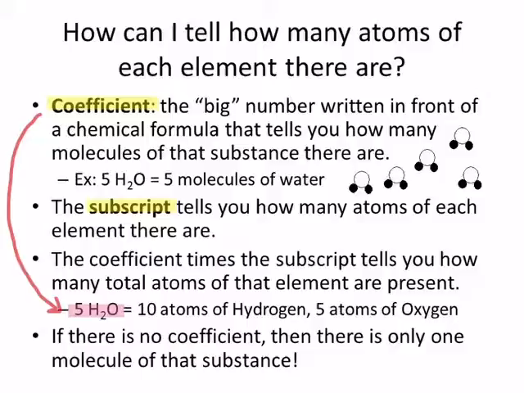The little 2 is called a subscript. And that tells you how many of each individual atom there is. So there's 5 molecules of water, and there's 2 atoms of hydrogen in each water molecule. So total, I would multiply, and there would be 5 oxygens and 10 hydrogens, because 5 times 2 is 10. Also important that if there is no coefficient, then you assume that the coefficient that's there is 1.